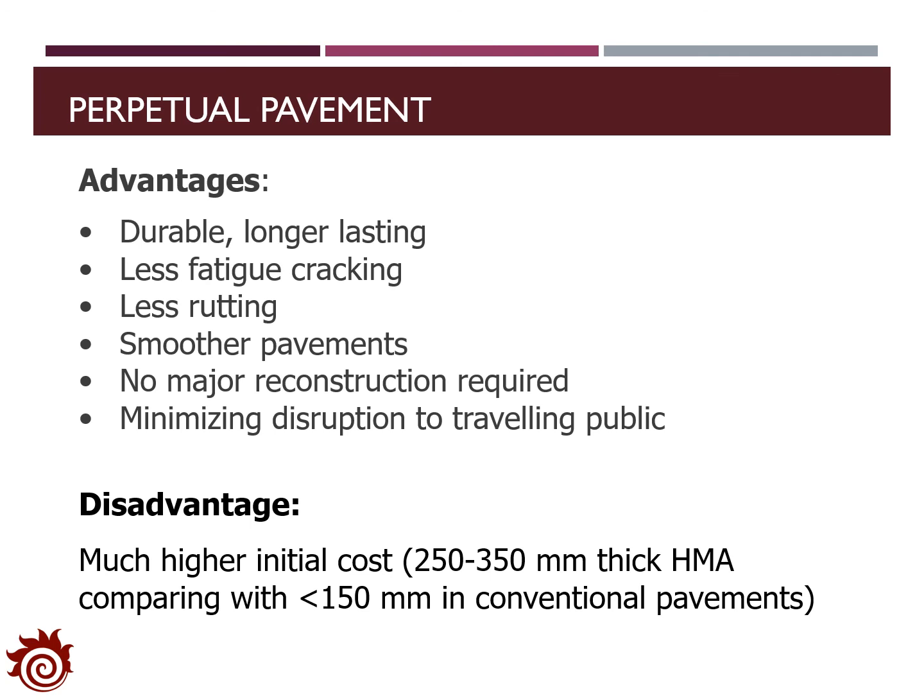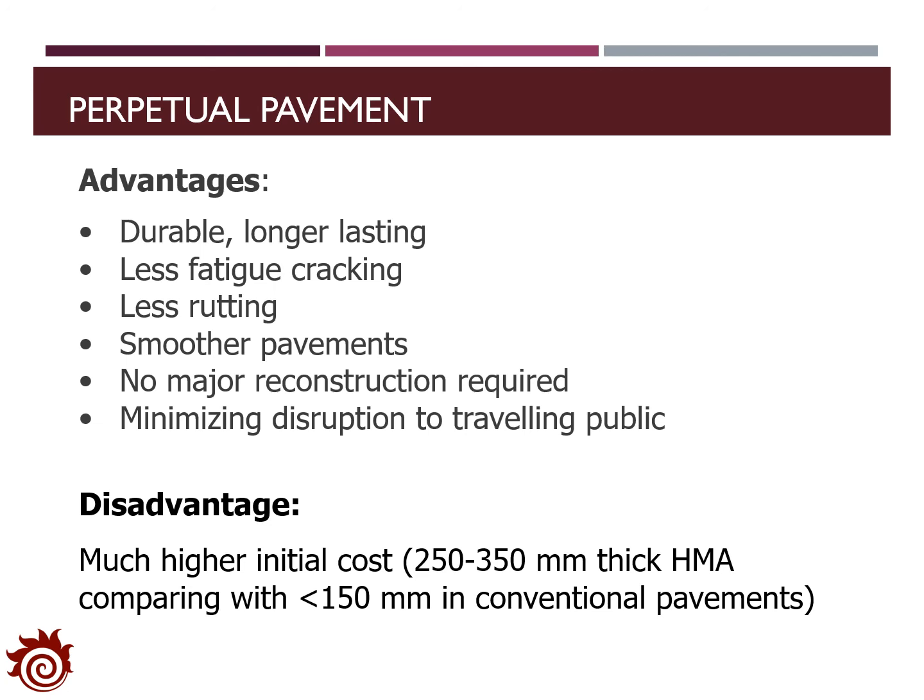Also, the drawback of this kind of pavement is obvious. It requires a much higher initial cost compared with the conventional pavement, which has an asphalt concrete depth of around 150 millimeters or less. For perpetual pavement, the thickness of asphalt concrete will be 250 to 350 millimeters, which is almost double the thickness in conventional pavement.